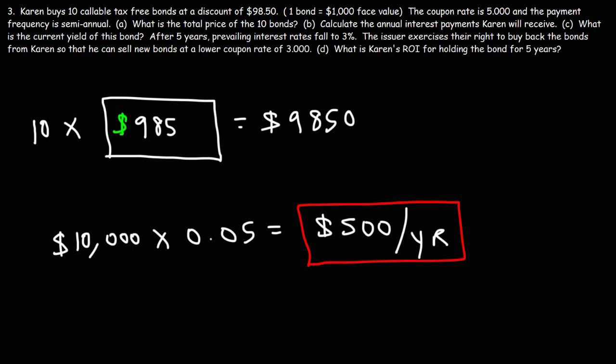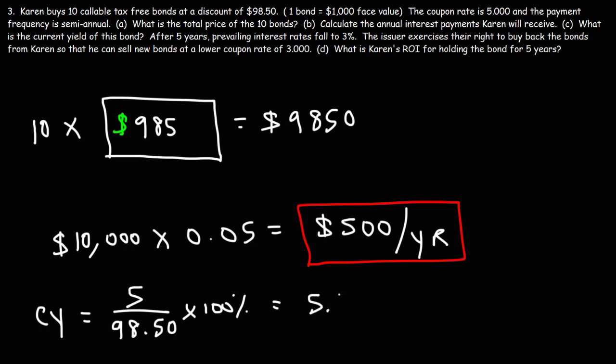Part C, what is the current yield of this bond? The most simplest way to calculate the current yield is to take the coupon rate, which is 5, and divide it by the current price of the bond. So that's $98.50 times 100%. And so the current yield is 5.076%.